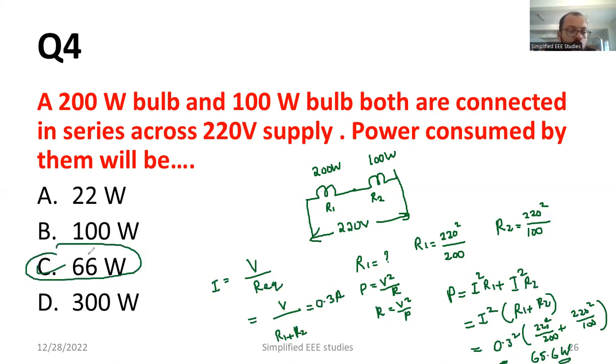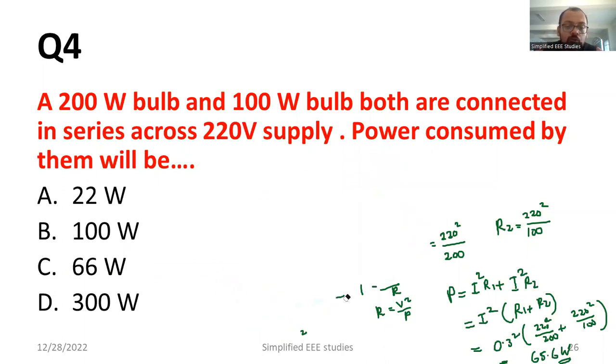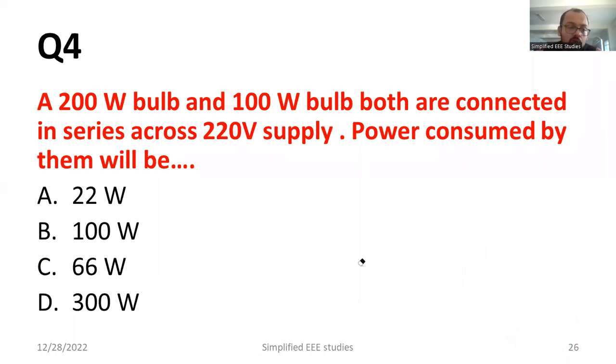So better choose option C. Option C is the right answer. This is the way how to solve this particular problem. Here you have to remember that the internal resistance of each individual load will be different. That point has to be taken into consideration. If you did not take that point into consideration, absolutely the answer becomes wrong.